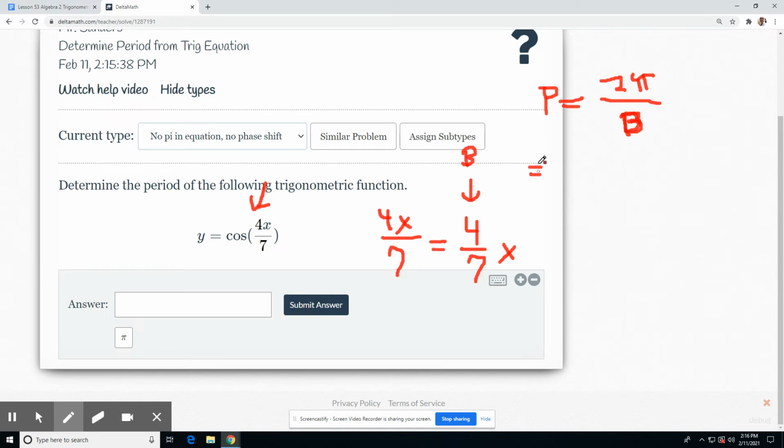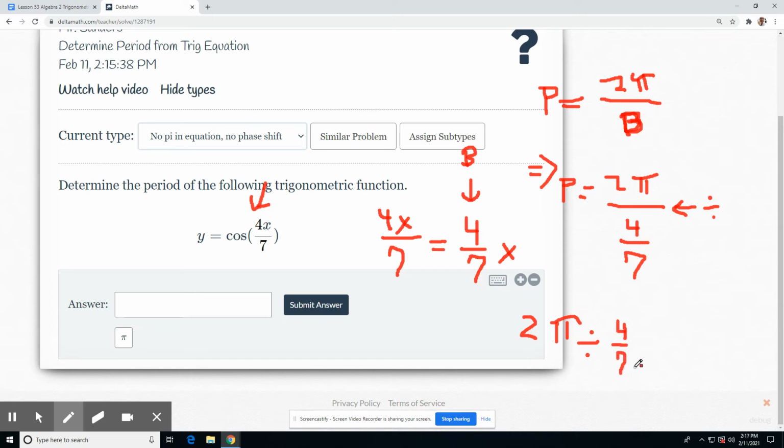All right, so it looks like we got some fraction work here. I'll just plug things in. So our period is equal to 2 pi divided by 4/7. My trick is, I can get confused by these sometimes, so I always treat this big fraction bar like a division sign. So this is really saying that 2 pi is being divided by 4/7. So we're back to elementary school math. How do we divide fractions?